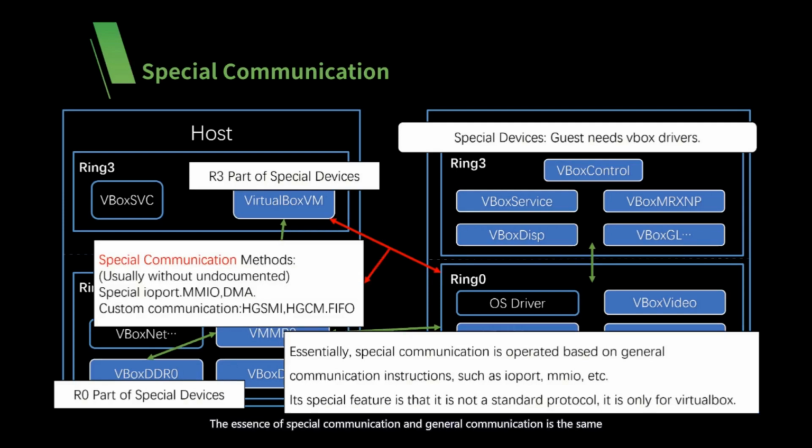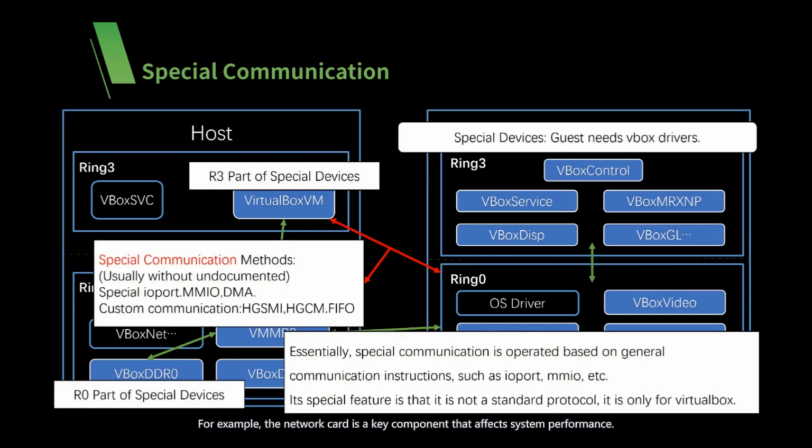The essence of special communication and general communication is the same. They all communicate through I/O or MMIO instructions. The main difference is that the special communication protocol is privatized, and it doesn't exist on any real hardware. The purpose of this is to make it easier for developers to make the features of virtualization, to make communication more efficient.